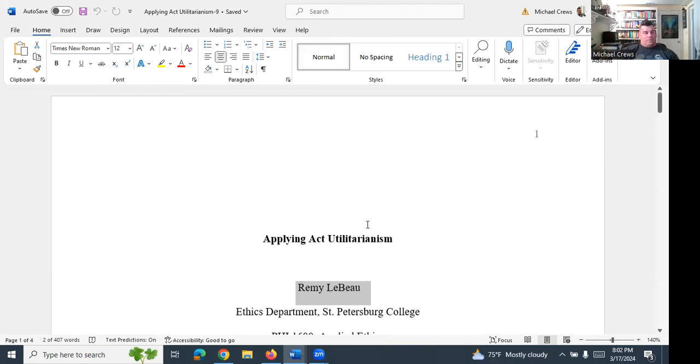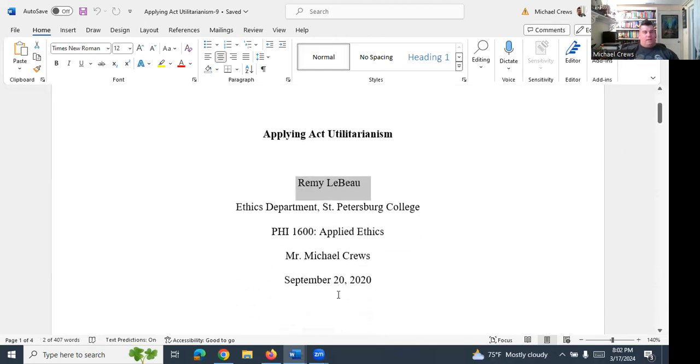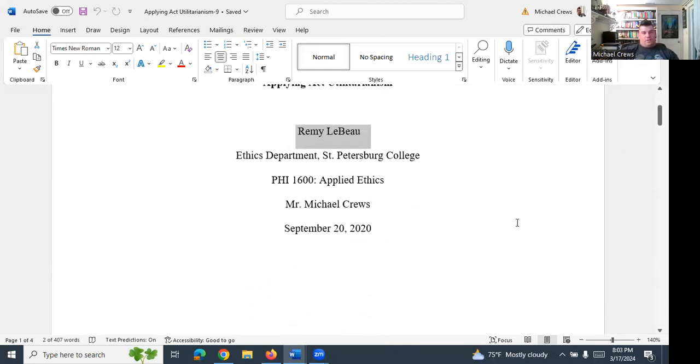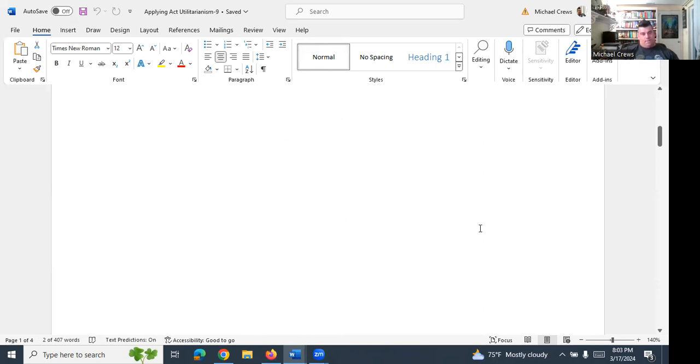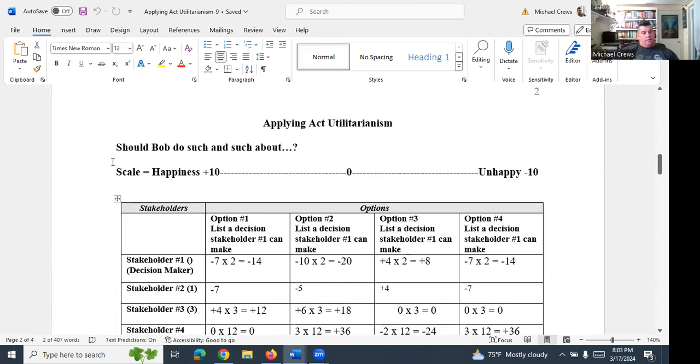It's already got the page number. So if you just use this, everything's going to look right. You just put your name here. You change the date. That's all you got to do. Okay. Then you're going to go here. And obviously you're just going to type your answer in here.